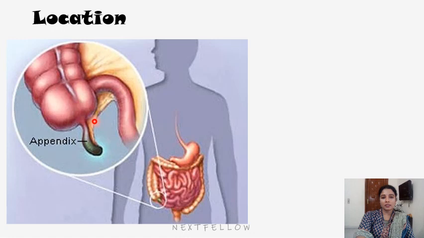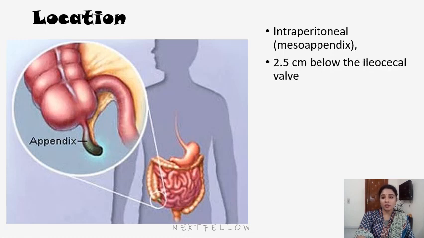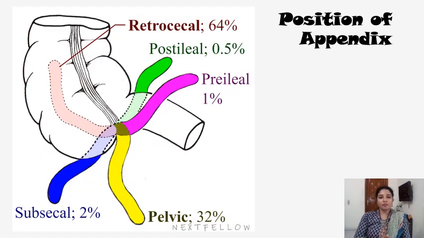So appendix may lie in various positions. It is intraperitoneal, we know it is covered by mesoappendix. Retrocecal position is the most common position. It is around 64% to 65%. Retro means behind the cecum. The appendix lies behind the cecum.